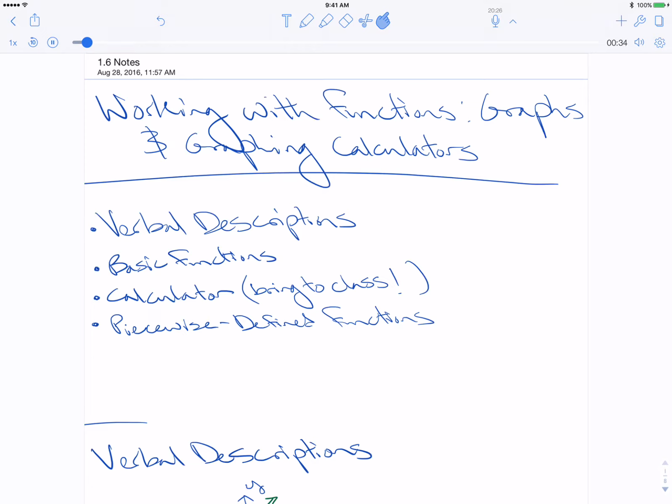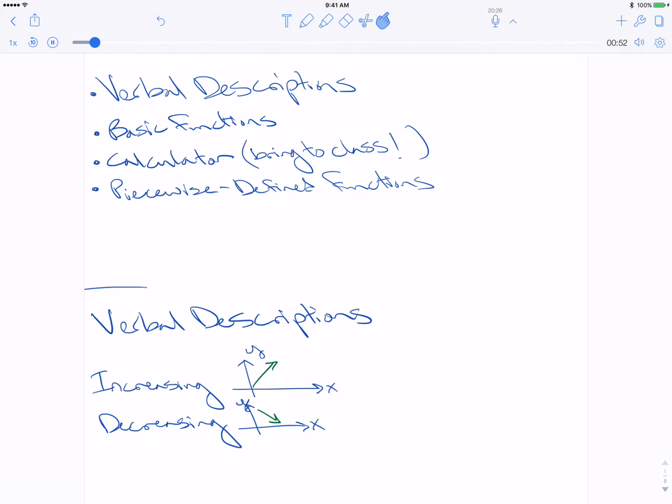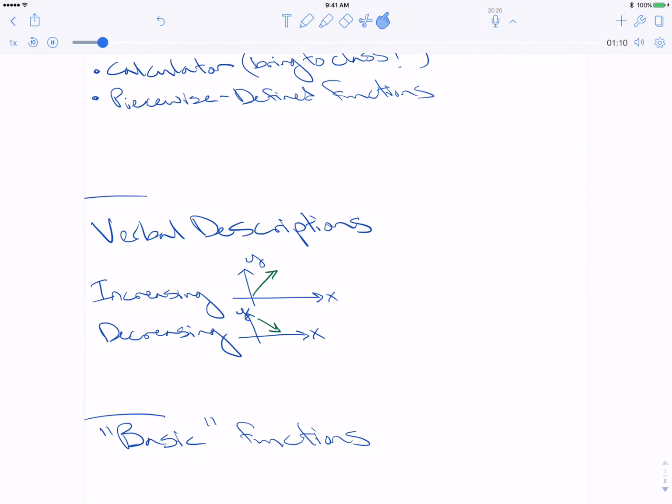So, the first thing that we'll talk about in terms of graphs is graphing things based on their verbal descriptions, which is really just, do what is being described, right? So if it's increasing, you know that it's going to go up as you go along the x-axis. And if it's decreasing, you know that it's going to go down as you go along the x-axis. This concept I don't expect you to have a lot of trouble with, but if you have questions, please send them to me.